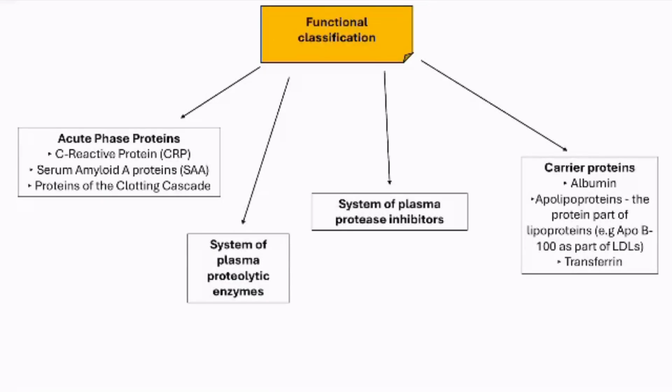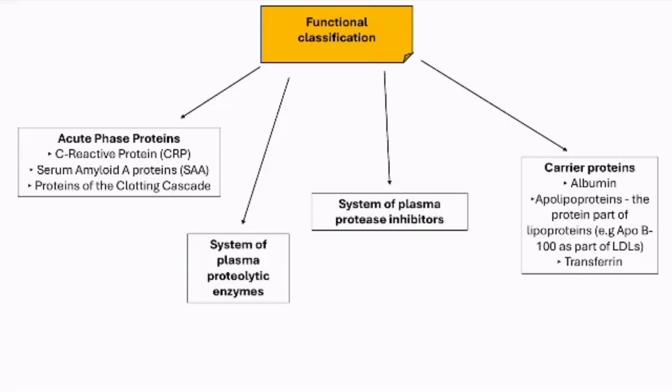Now we have the functional classification. Let's talk first about acute phase proteins. C-reactive protein is a marker of inflammation. What it does is bind to the membrane of injured cells and mark them for phagocytosis, or it will activate the complement system. You also have serum amyloid A proteins, which bind to bacteria and inhibit their functions. They also mainly work by releasing cytokines. Then you have proteins of the clotting cascade, like fibrinogen that we just spoke about.